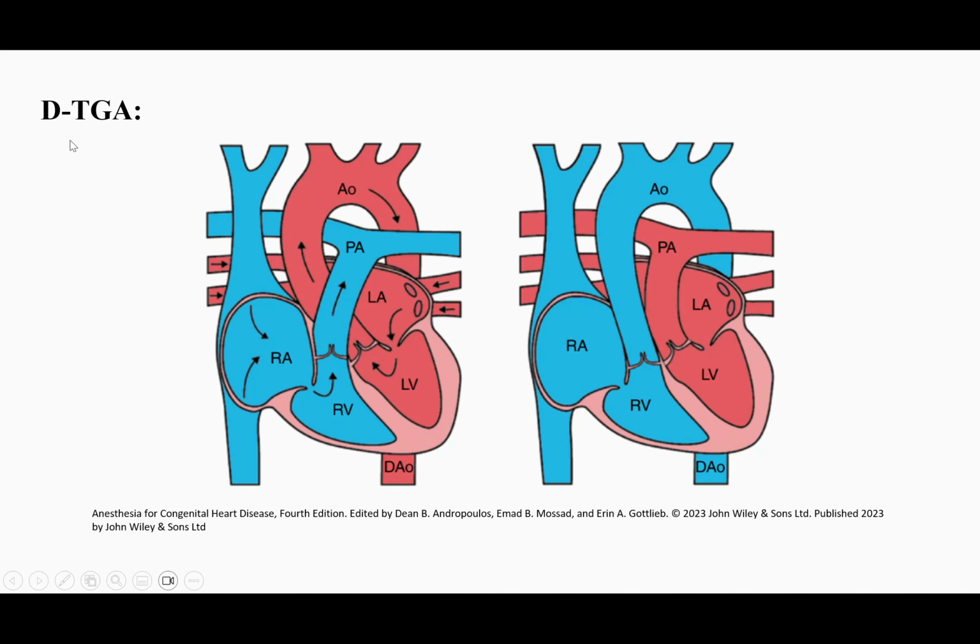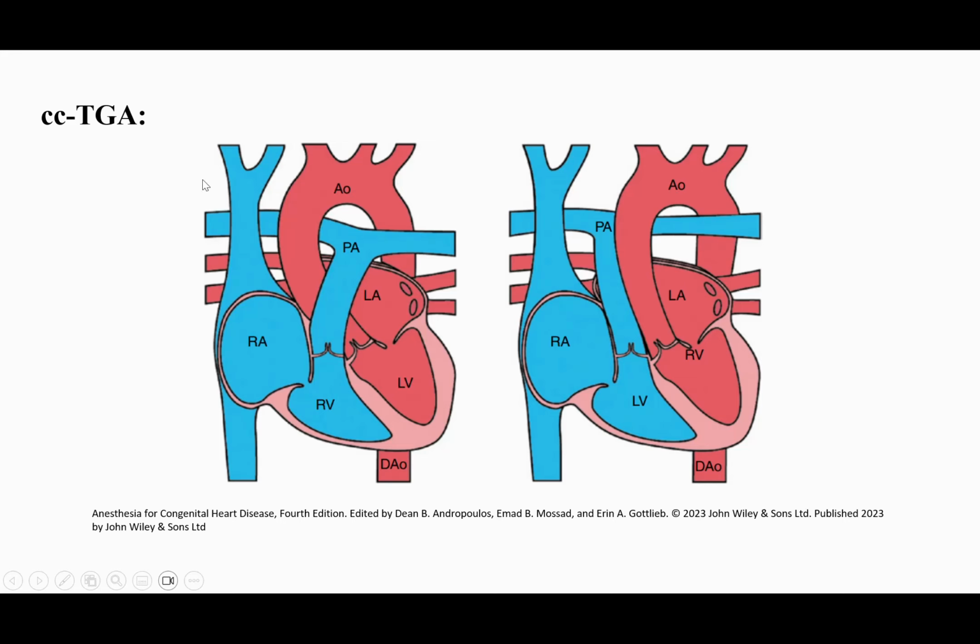So this is the DTGA. The right atrium flows to the right ventricle, so an atrioventricular concordance, and then the right ventricle to the pulmonary artery. In the TGA, the right ventricle to the aorta. So here is a concordance and a VA discordance. So the blood flows from the lungs to the lungs, and from the body to the body.